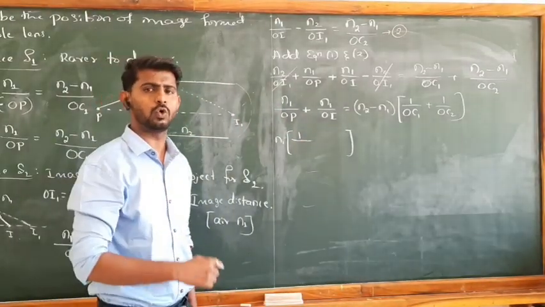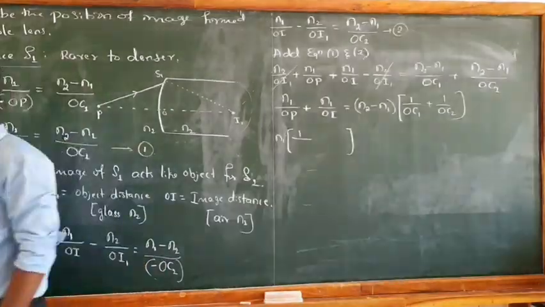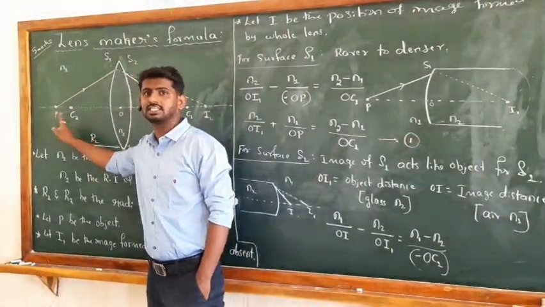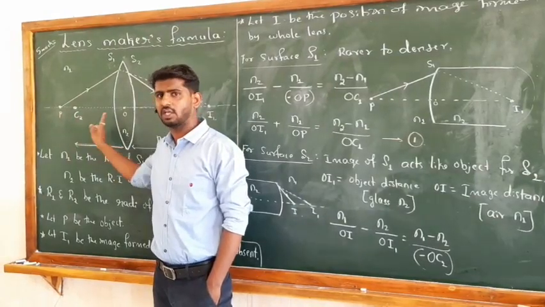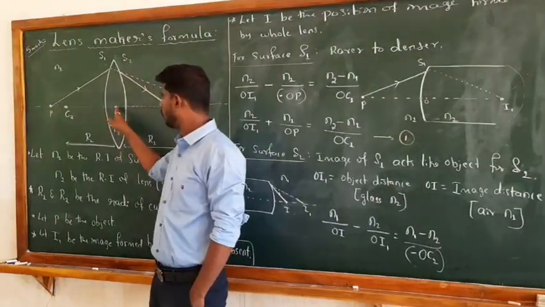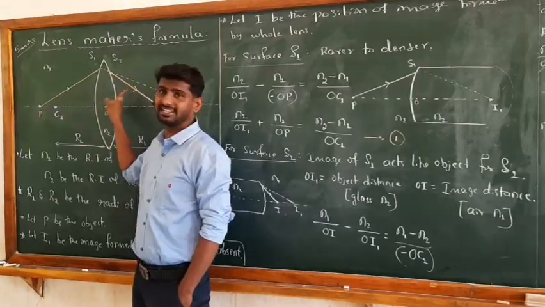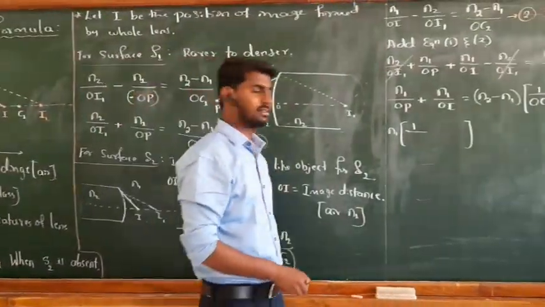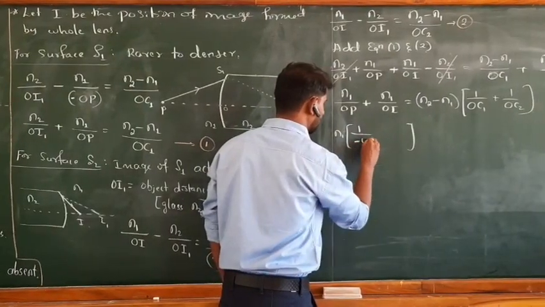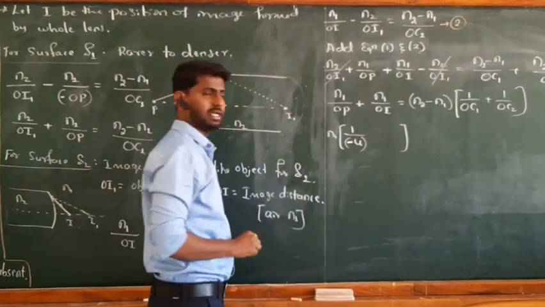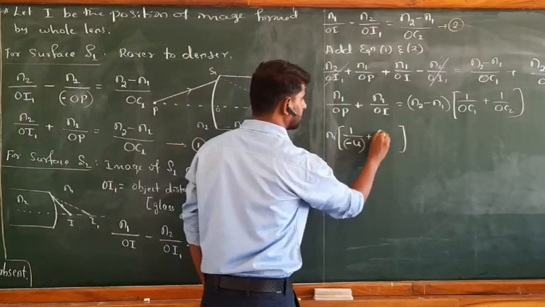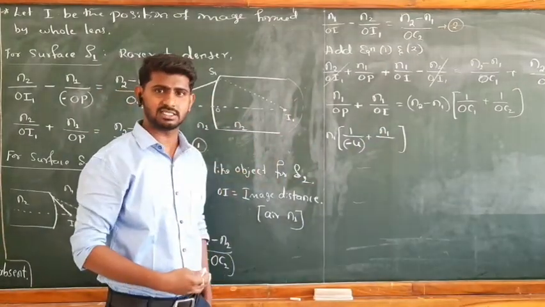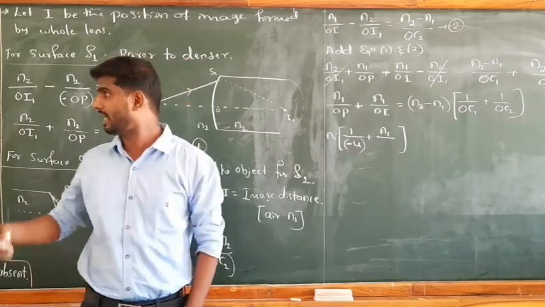What's the OP? OP, see that diagram, from O to P. This is the object distance, and you are measuring from O to P, opposite to the incident ray direction. So now I will write this as minus u. OP is minus u. Plus n1 times 1 by OI. OI is the image distance.